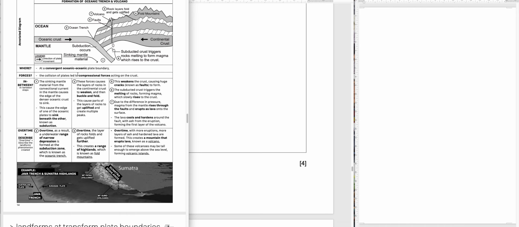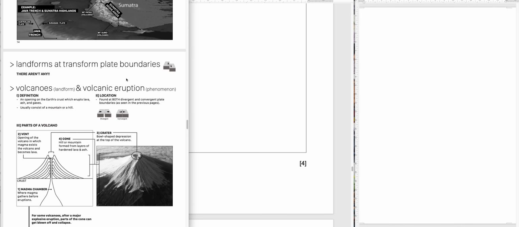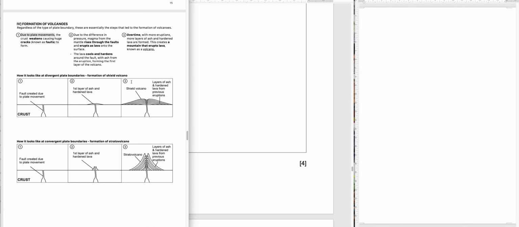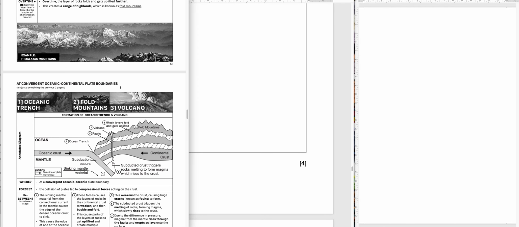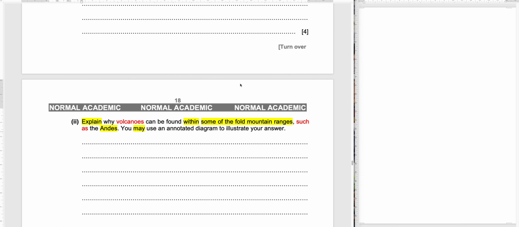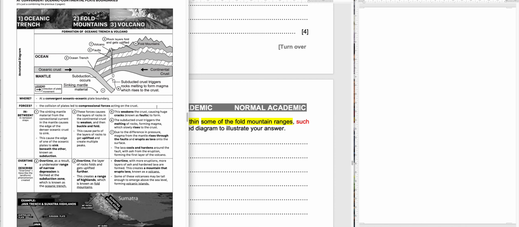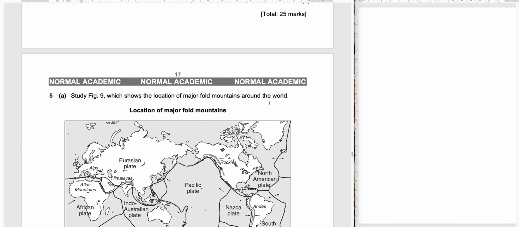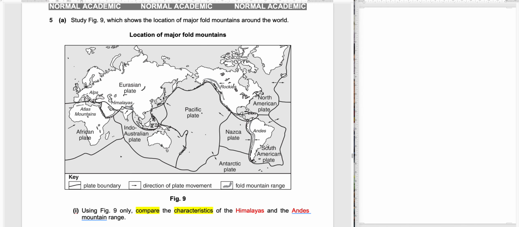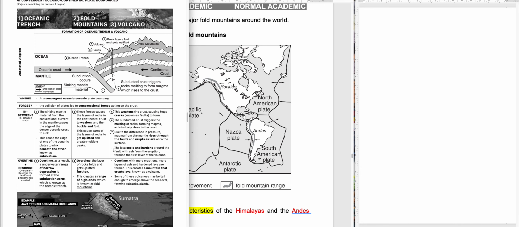There's a typo here, it should be convergent continental-oceanic plate boundary. So basically I'm asking you about this, just that you need to adapt and change accordingly. Lastly, since I mentioned "such as" and this, your answer needs to mention the plate names. You have the diagram here: Nazca plate and South American plate. So you need to mention that.